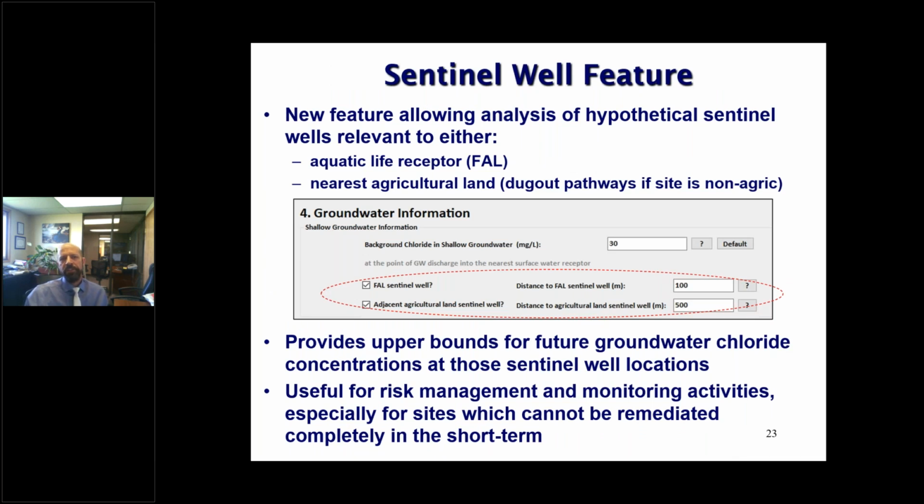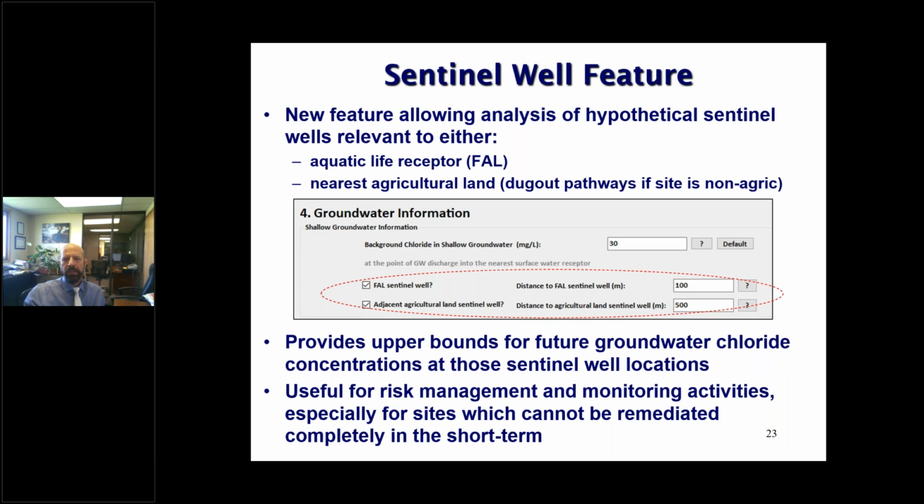The Sentinel well feature, this is a new one, and it allows the assumption of a hypothetical Sentinel well relevant to either aquatic life or agricultural land for dugout pathways if your site is non-agricultural. And you can define the location of these Sentinel wells. And what it does is it provides upper bounds for future groundwater chloride concentrations at those Sentinel wells.